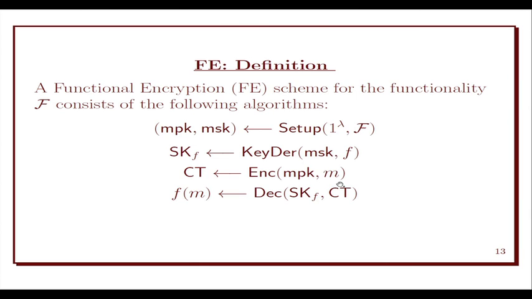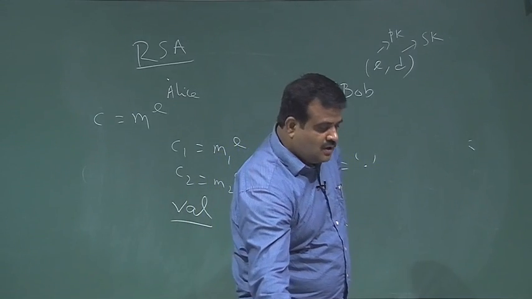Okay. And this is the ciphertext, or ciphertext header. The ciphertext is the encryption of the plaintext using the master public key. Now, this is the eval operation. If the condition is satisfied and the decryption is true, then we will be able to get f of m. So, this is the more general structure of functional encryption.